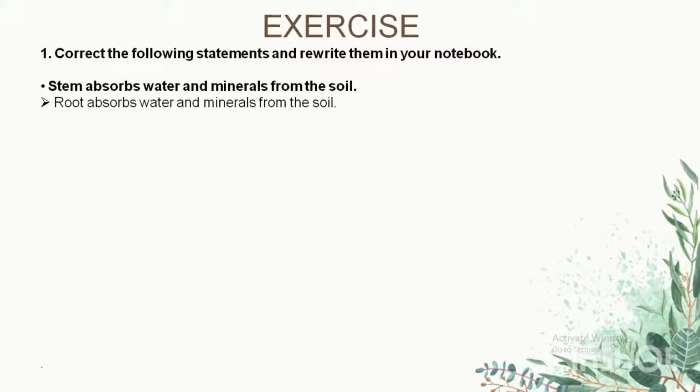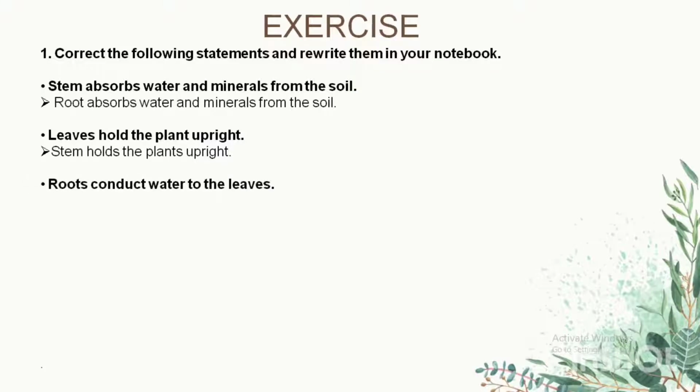Okay, ये था first. Second, leaves hold the plant upright. Can you imagine that leaves can hold this huge plant upright? No, it's not. Okay, so answer is stem holds the plant upright. मतलब stem का काम है पूरे plant को एक steady position में सीधे सीधे खड़े रखना.